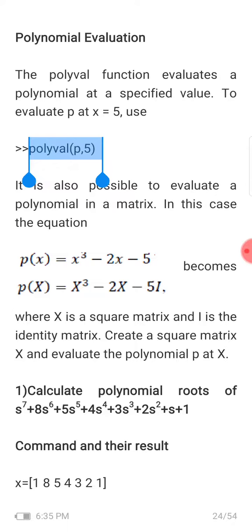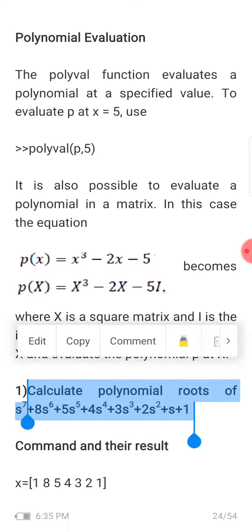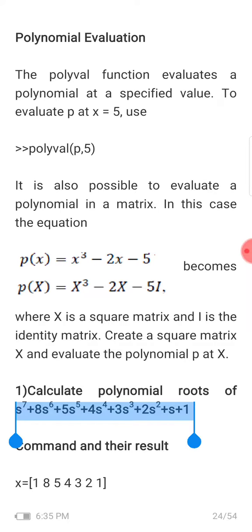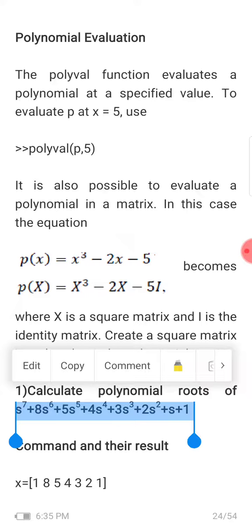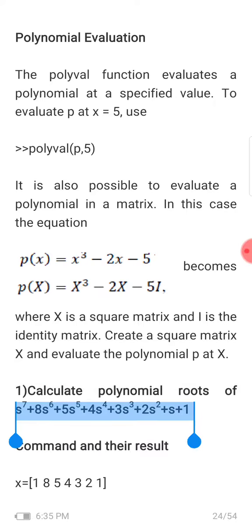Now next command. See, I have taken one more example. Calculate polynomial roots of s raised to 7 plus 8s raised to 6 plus 5s raised to 5 plus 4s raised to 4 plus 3s cube plus 2s square plus s plus 1. So the coefficient of this polynomial is written in here.